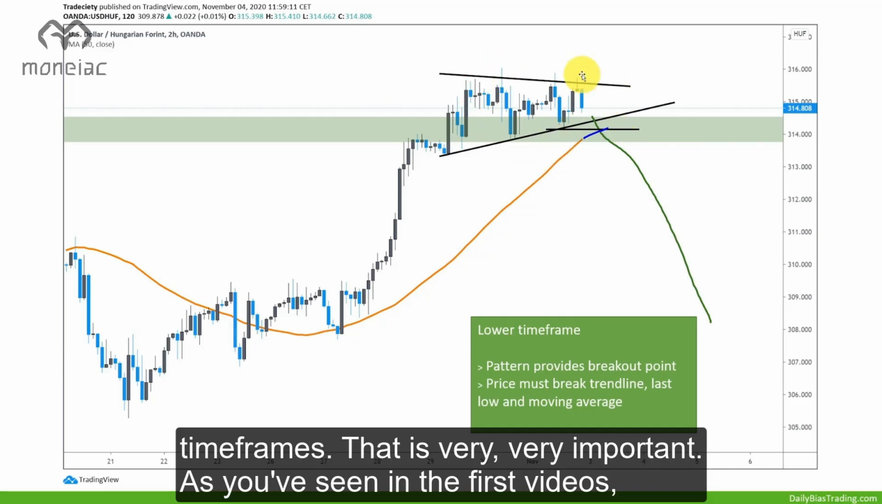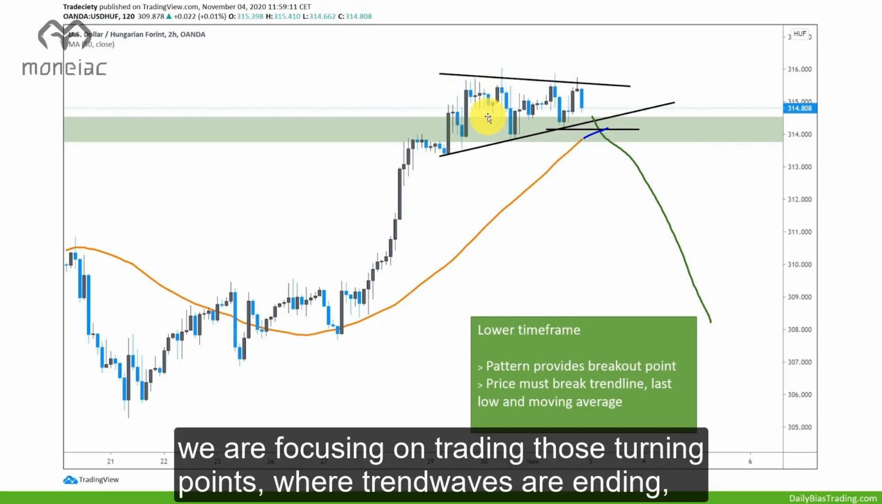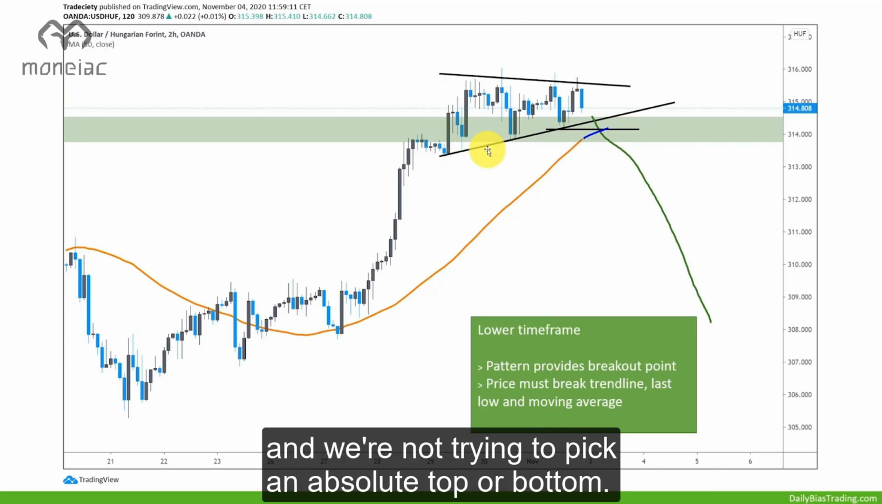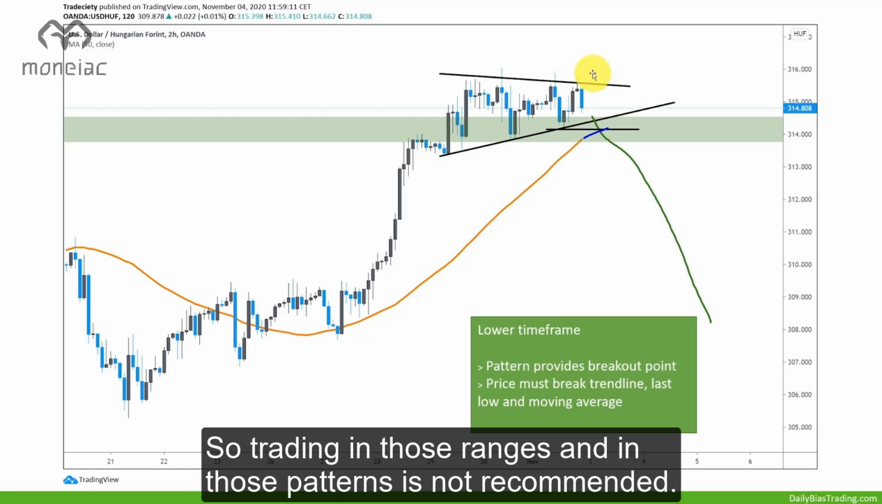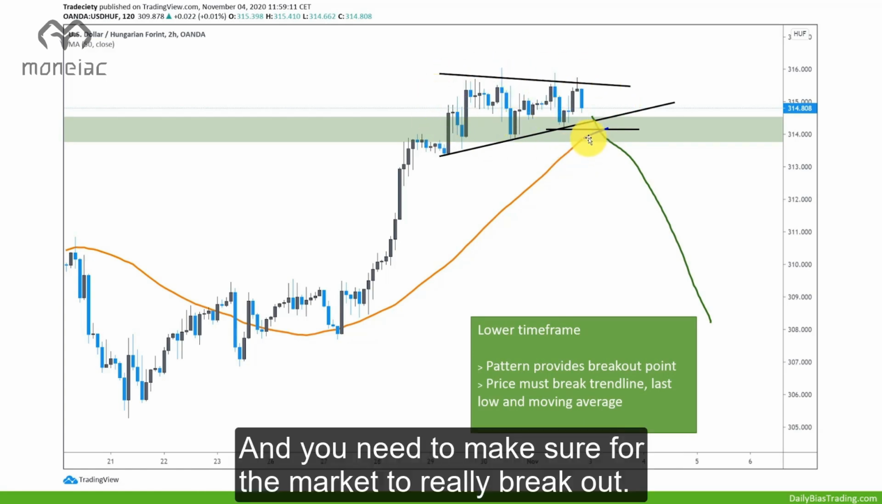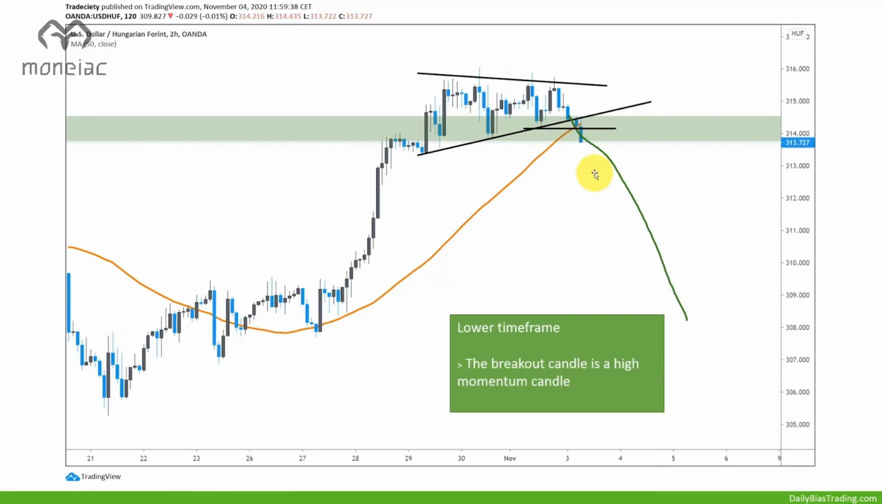As you've seen in the first videos, we are focusing on trading those turning points where trend waves are ending. And we are not trying to pick an absolute top or bottom. We are going with the momentum. So trading in those ranges and in those patterns is not recommended. And you need to make sure for the market to really break out. And this is what happens.